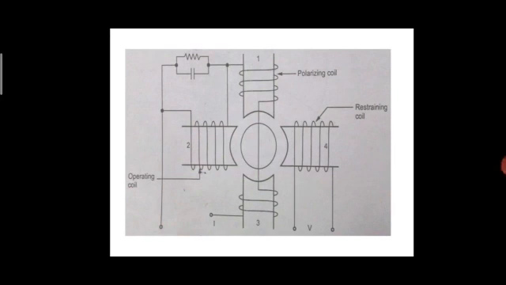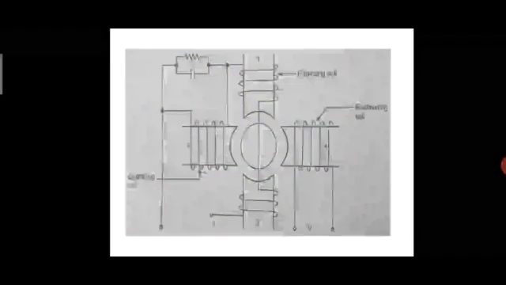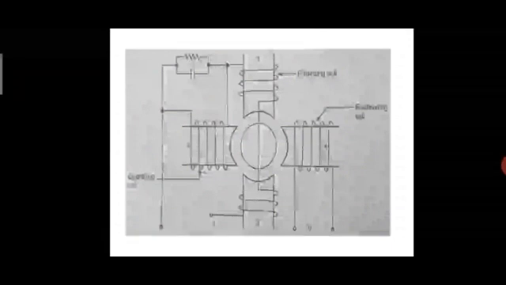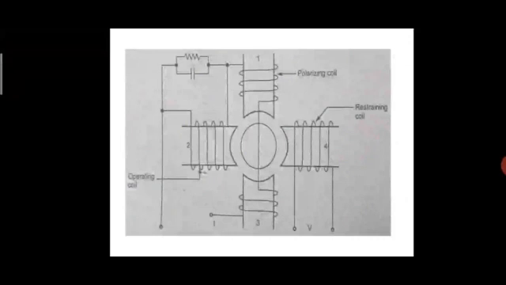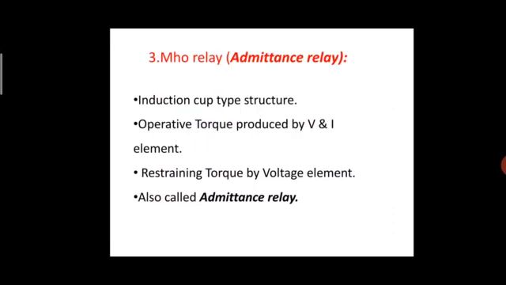1 and 3 are polarizing coil. So 1 and 3, and 2 and 4. 4 is the restraining coil. 2 is the operating coil. Flow of the current is I. V for voltage.